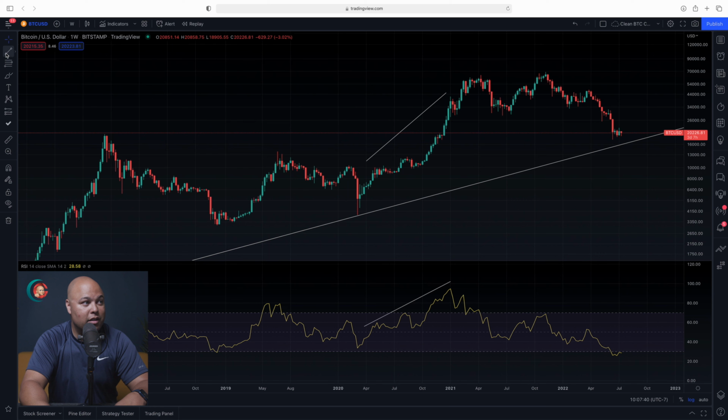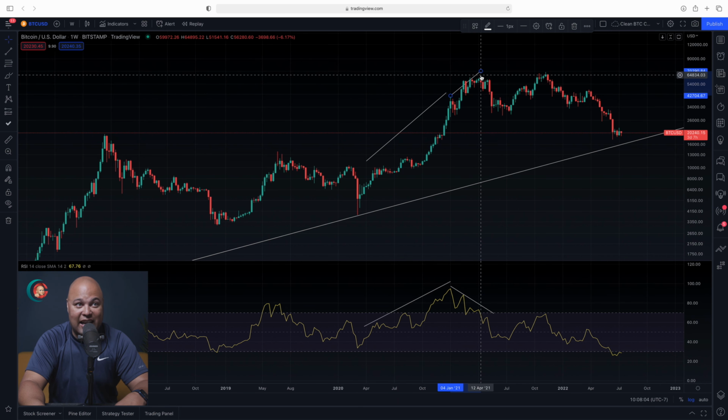However, when the RSI starts moving down, notice at what point the RSI started moving down. January 4th, 2021. On January 4th, 2021, the price was still moving higher. So notice that from this high to this high is a higher high, but from this high to this high is a lower high. That is called bearish divergence.